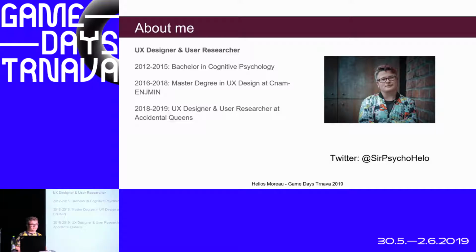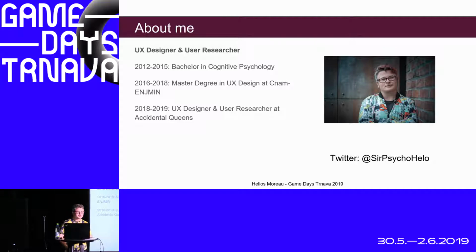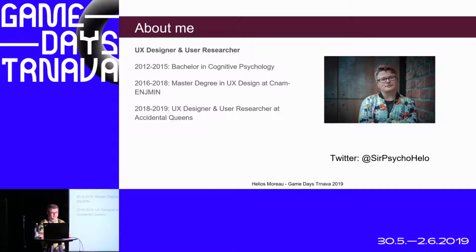So as I said, I'm a UX designer. I'm also a user researcher. I have a bachelor in cognitive psychology and a master's degree in UX design. And I graduated from ENJMIN, which is a French school for game development, in September 2018. And for the past year, I've worked as a UX designer and user researcher at Accidental Queens, first as an intern and then as a freelancer.